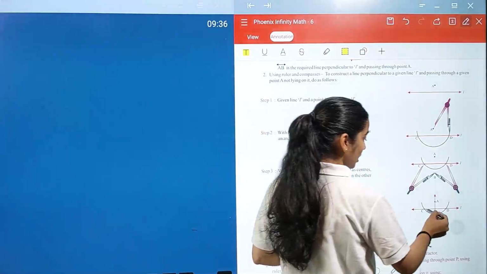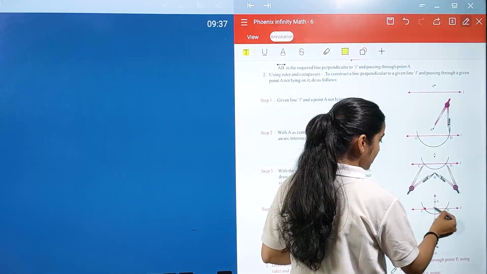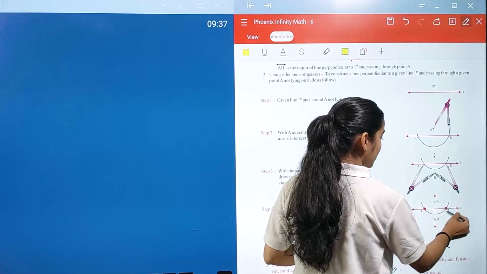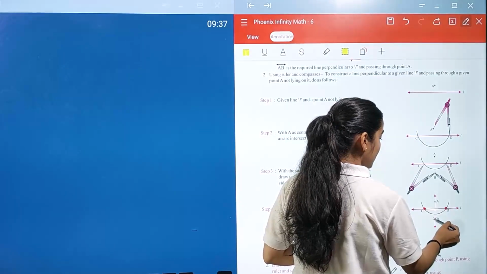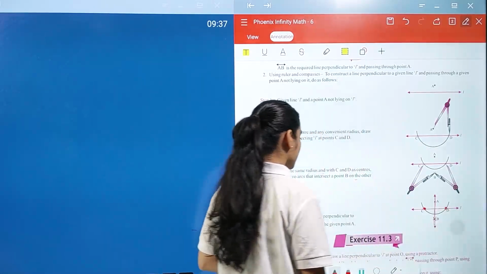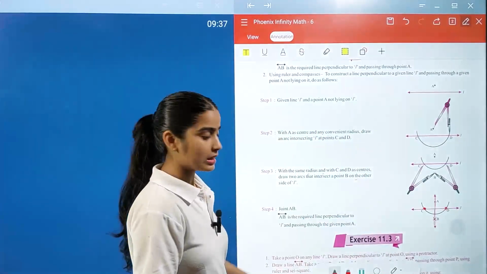So what you have to do now is use the same measurement, same radius. C is your center, mark an arc. D is your center, mark an arc. Where these arcs intersect each other, join that point with A, and what you see here is your perpendicular line.